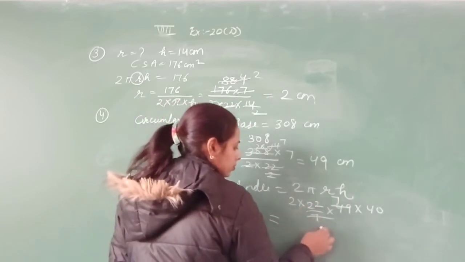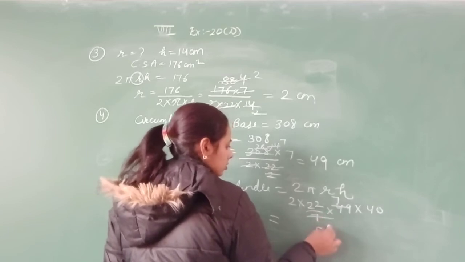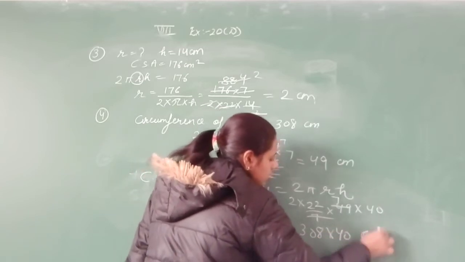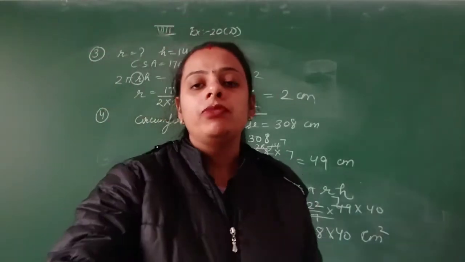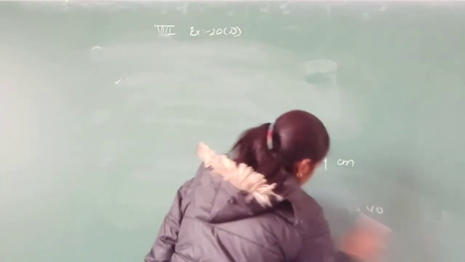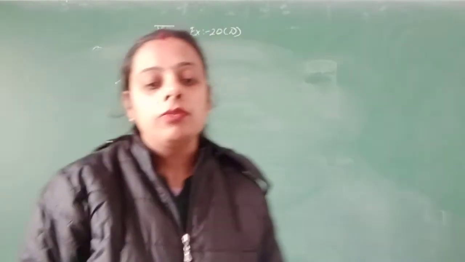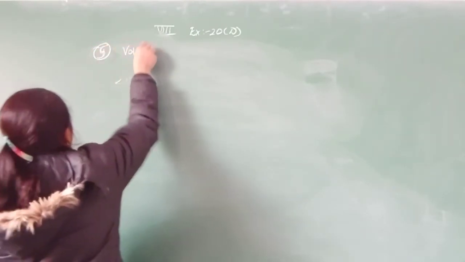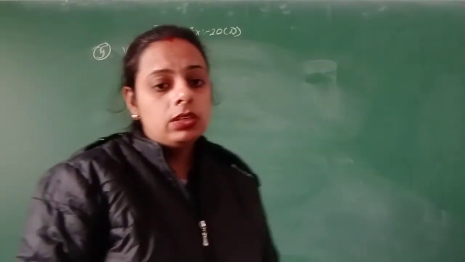Multiply, and get your answer in the centimeter square. Come to the question number 5. The volume of the cylinder is given.